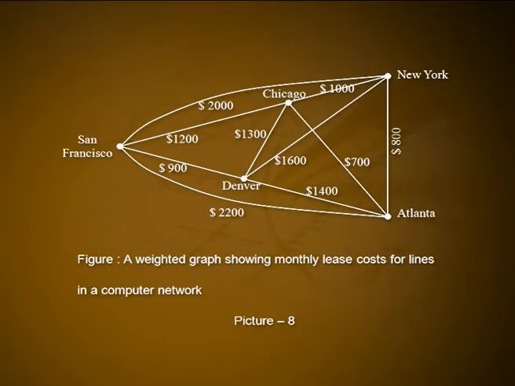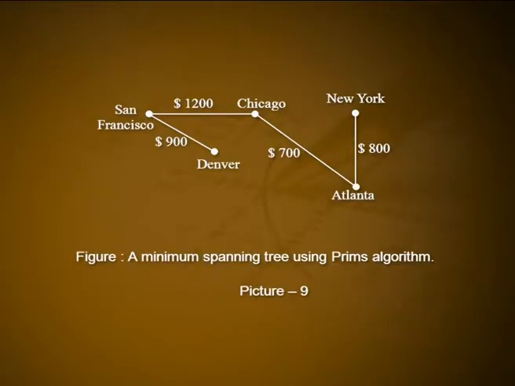Let us see one more example. Example 4. Use Prim's algorithm to design a minimum cost communication network connecting all the computers represented in the figure shown. The figure shows a weighted graph showing monthly lease costs for lines in a computer network. The solution for this problem is, first we choose an edge with minimum weight, that is from Chicago to Atlanta with cost of $700. Now find the edge incident at either Chicago or Atlanta which is having smallest weight, that is the edge Atlanta, New York with cost of $800.